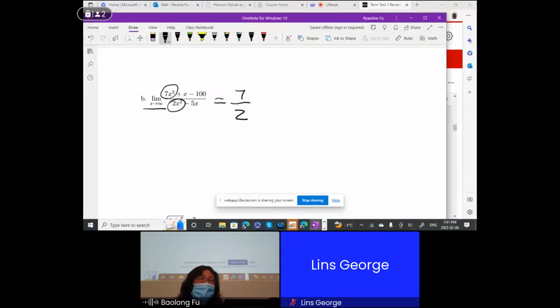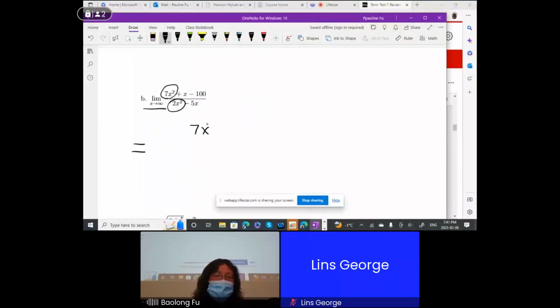Condition 1, x goes to infinity. Condition 2, the degree on the top is equal to the degree on the bottom. And then you just use the coefficient, the number in front of the highest degree. This is the fast way. But when you are asked to show your work, you cannot do it this way, okay?